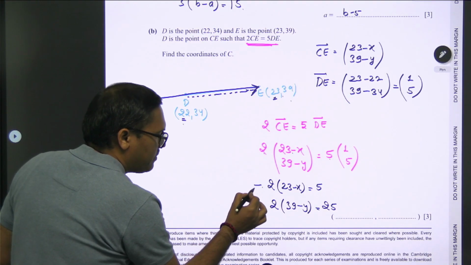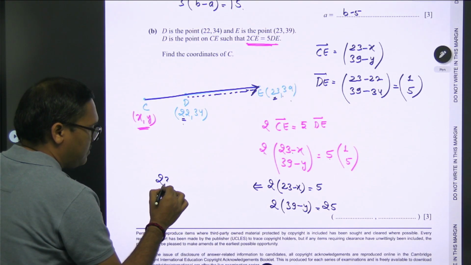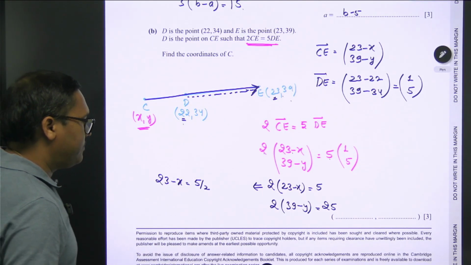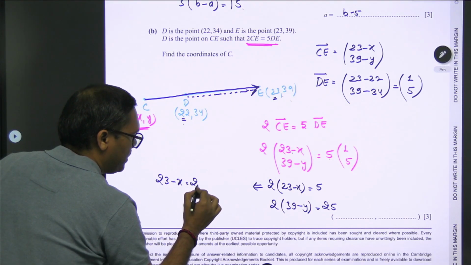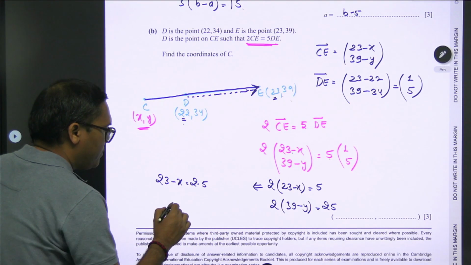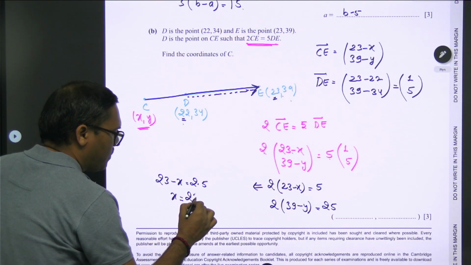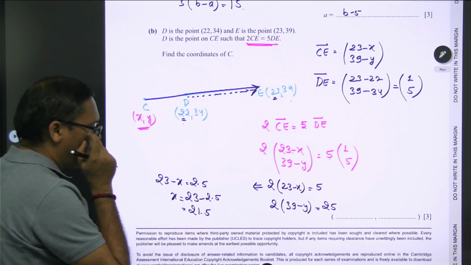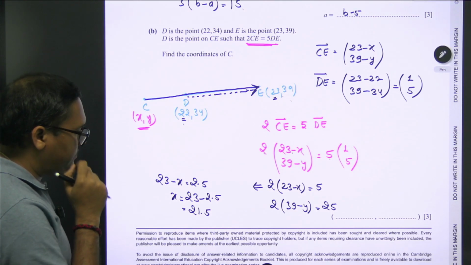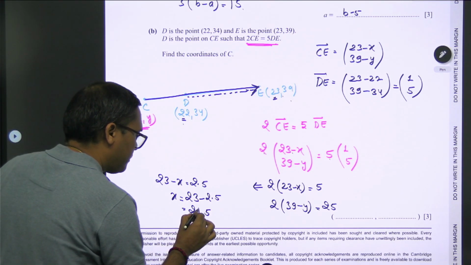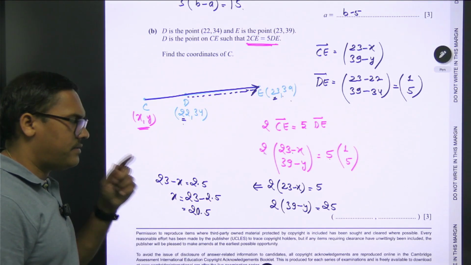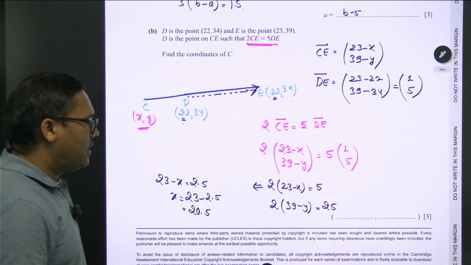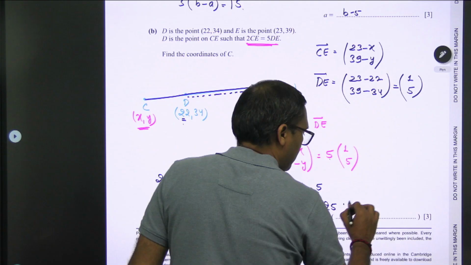So now if I solve this, let me write it here. This is 23 minus x is equal to 5 divided by 2. You can see this, correct? Or you can say this is 2.5 if you want in decimal, or you can write in fractions also, correct? So what is x? x will be equal to 23 minus 2.5, which is 20.5, sorry, 20.5, correct? So this is the x coordinate. Yeah, 20.5.